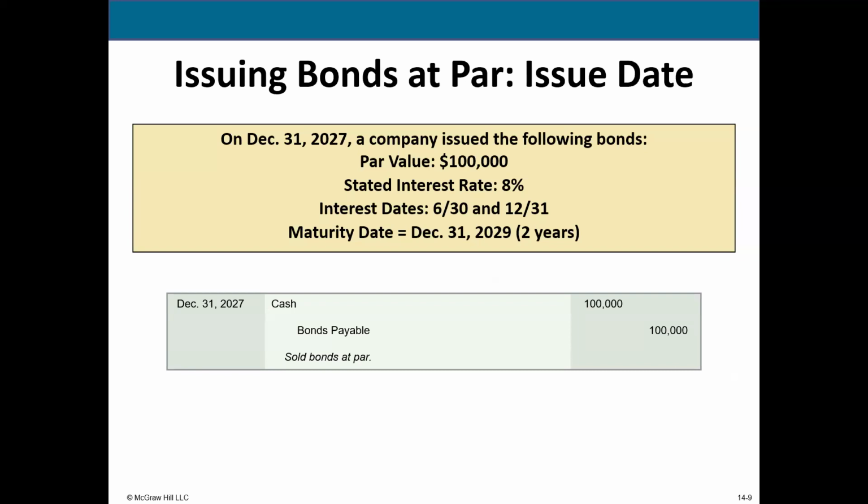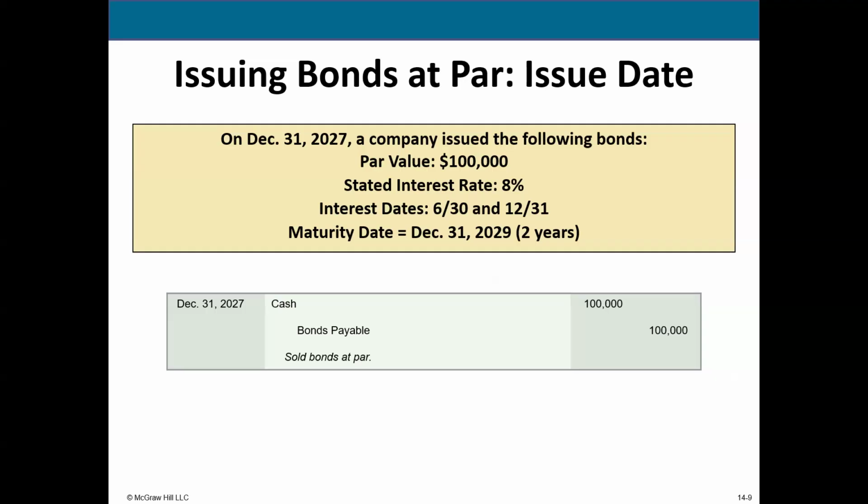So I'm going to show you what it looks like when the company issues a bond at its face value, also known as par value for a bond. So here we have an example where Nike issues a $100,000 bond at 8% interest. It's a 2-year bond, and the date of the issuance of this bond is December 31, 2027. It will mature December 31, 2029, which is 2 years.